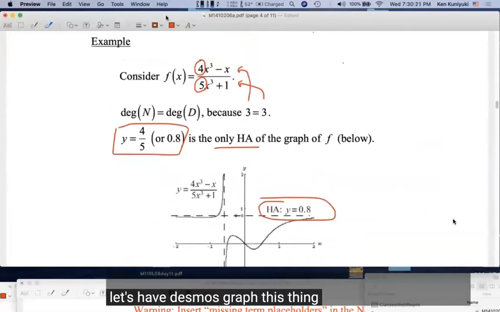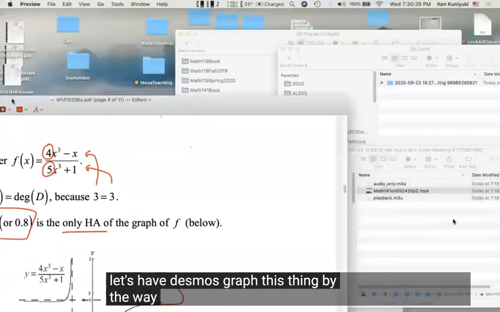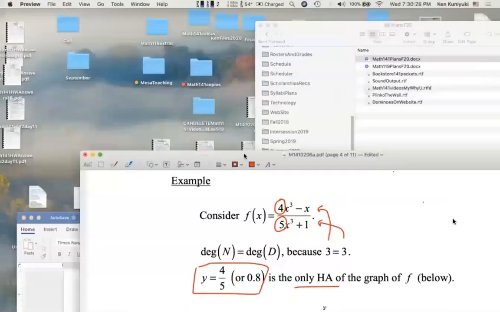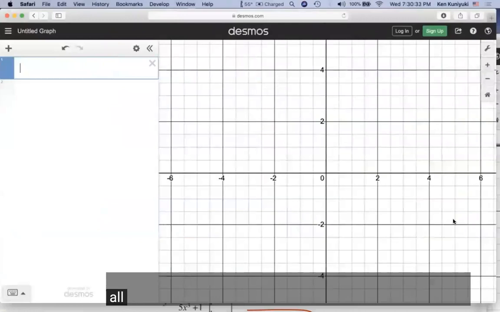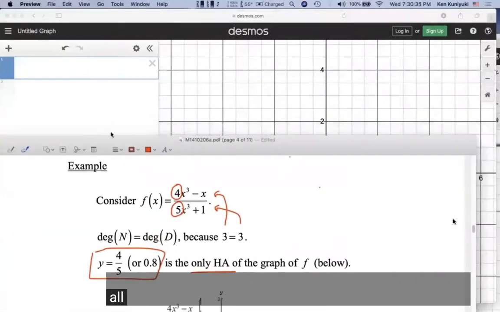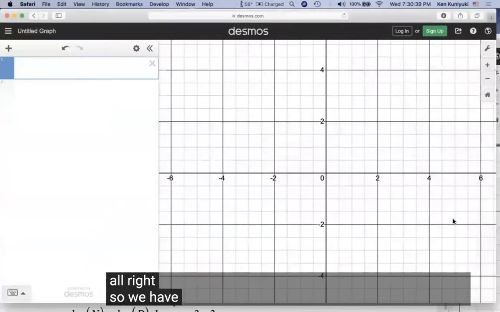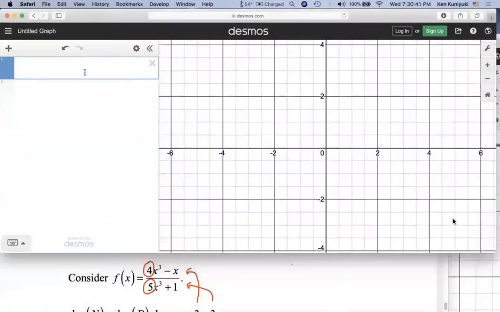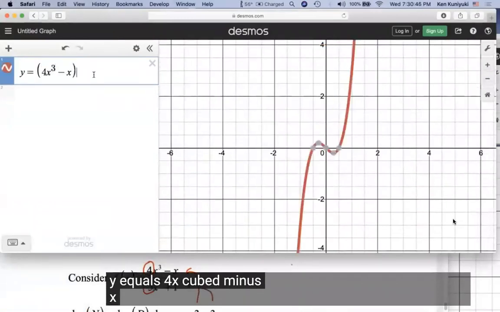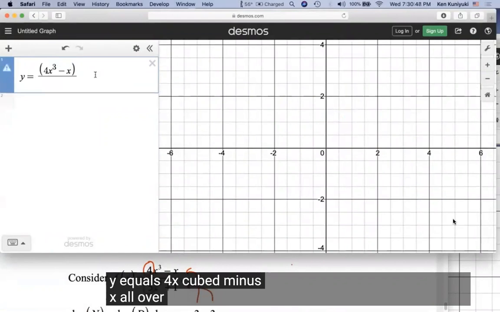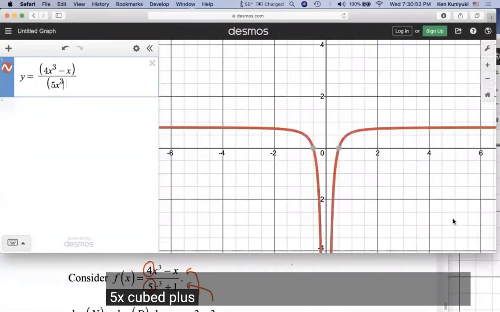Let's have Desmos graph this thing, by the way. So we have y equals 4x cubed minus x all over 5x cubed plus 1.